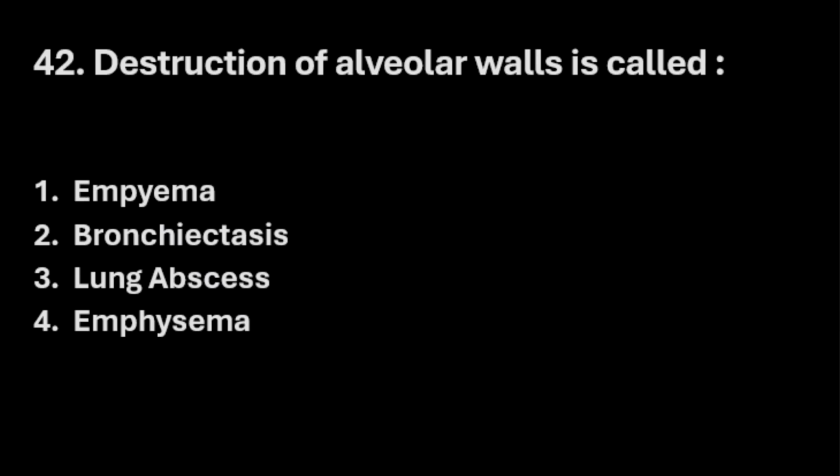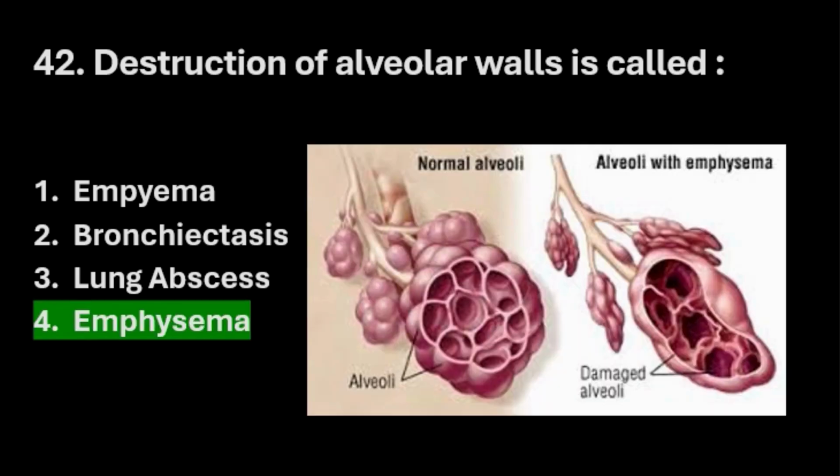Next question. Destruction of alveolar valves is called option 1, empyema; option 2, bronchiectasis; option 3, lung abscess; and option 4, emphysema. The right answer here is option 4, emphysema. Destruction of alveolar valves is called emphysema. You can see the diagram here: normal alveoli and the alveoli with emphysema, where the alveoli are collapsed or damaged.